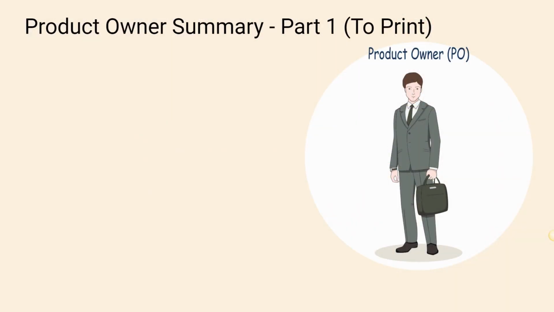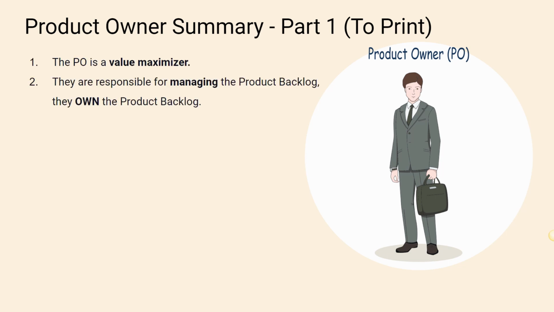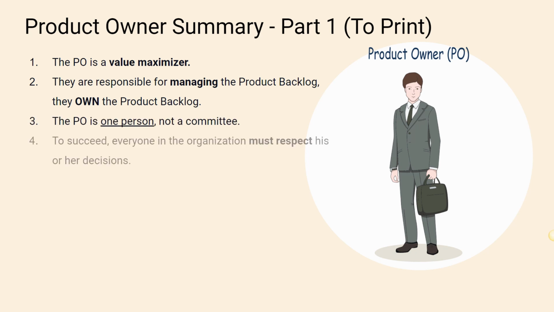Now I want to do a quick recap of the most important points, and feel free, of course, to watch this video again, or at least the recap, because I really believe it will be useful to you. The product owner is a value maximizer. They are responsible for managing the product backlog. They own the product backlog. The product owner is one person, not a committee. To succeed, everyone in the organization must respect his or her decisions.